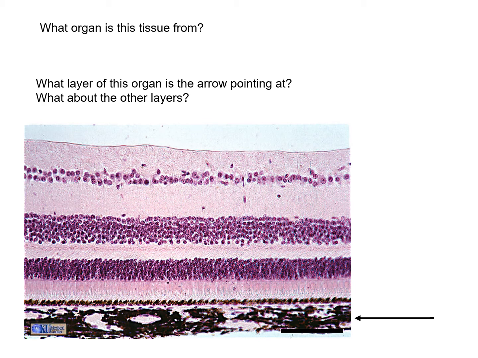From the top going down is the ganglion cells. And then the bipolar cells. And then the photoreceptors and the choroid at the bottom. Correct, where the arrow is. Yes. In between the photoreceptor and the choroid would be the pigmented layer of the retina. Okay.